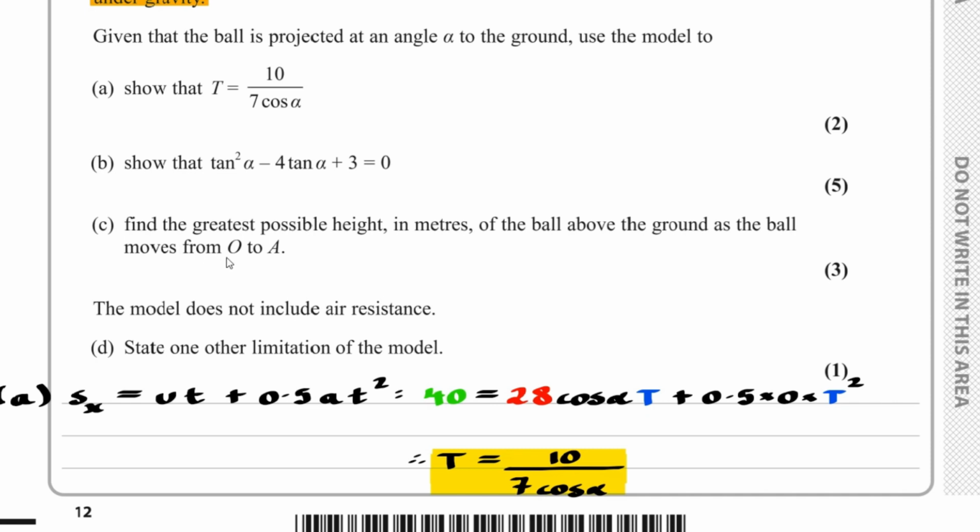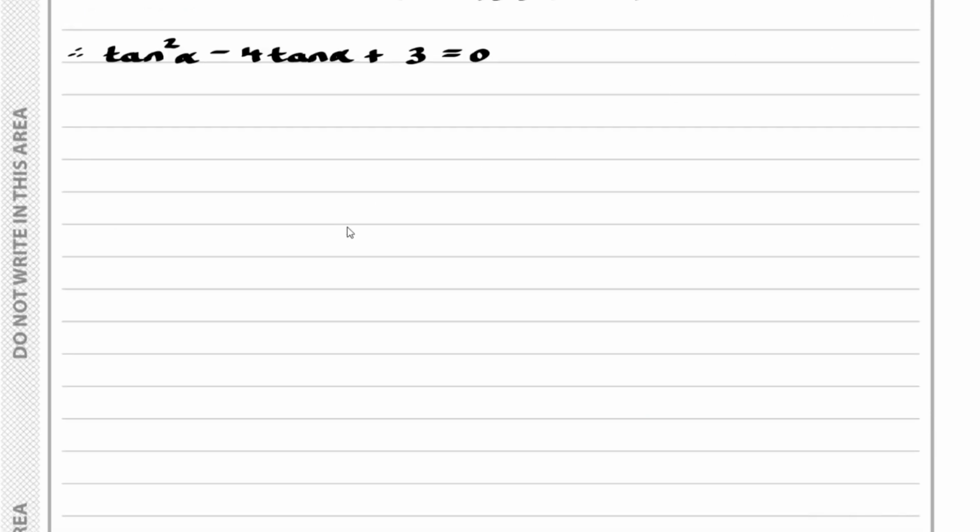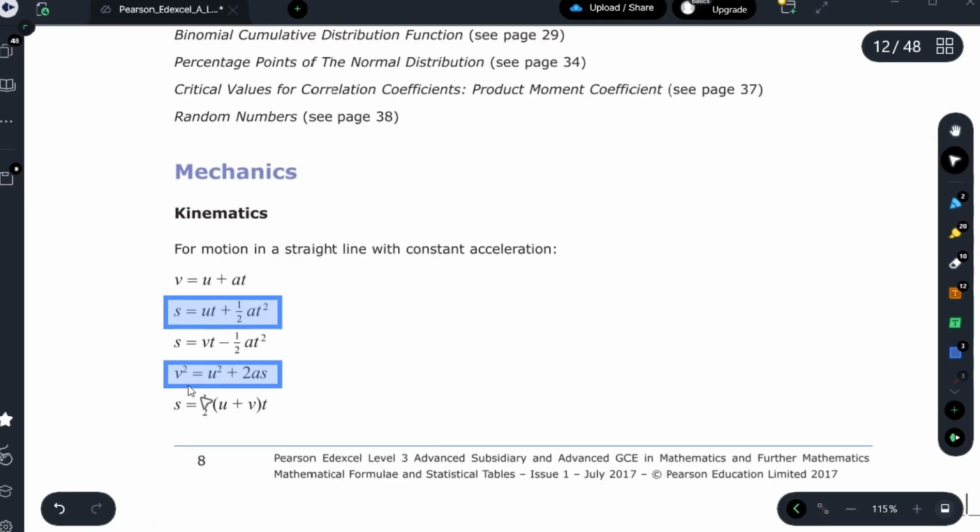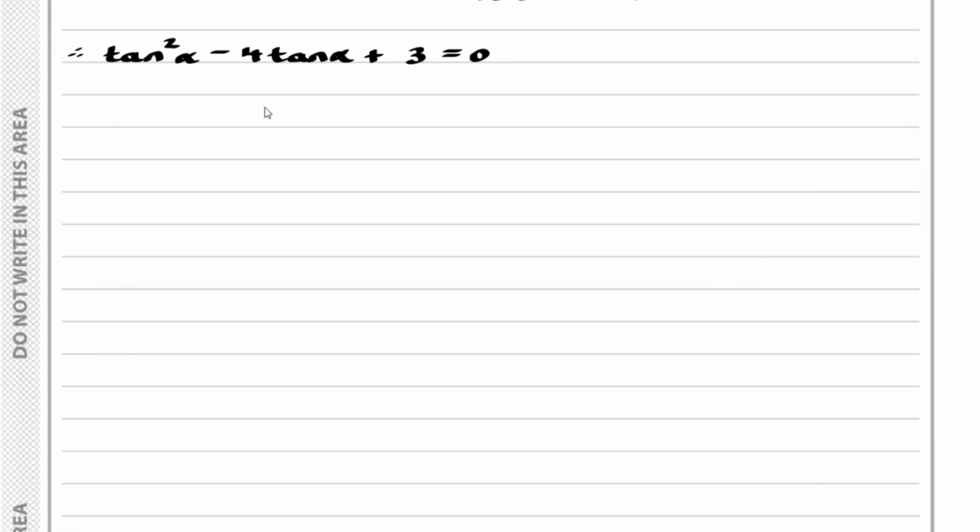For part C, we have to find the greatest possible height in meters of the ball above the ground as the ball moves from O to A. Well, we are finding the greatest possible height. And if we consider the vertical motion, we will be using the suvat equation v squared equals u squared plus 2as. Now, let's first of all think about this tan squared alpha subtract 4 tan alpha plus 3 equals 0.